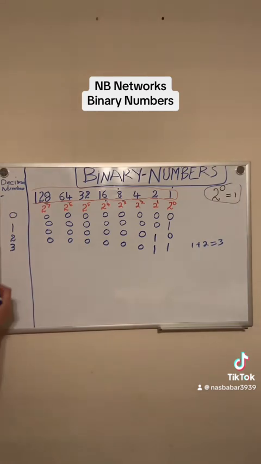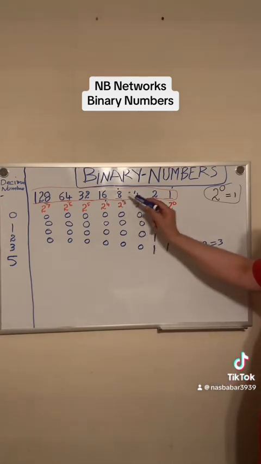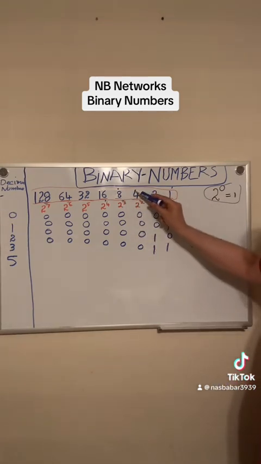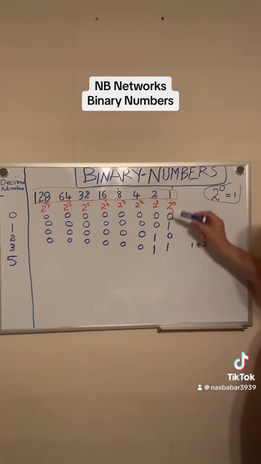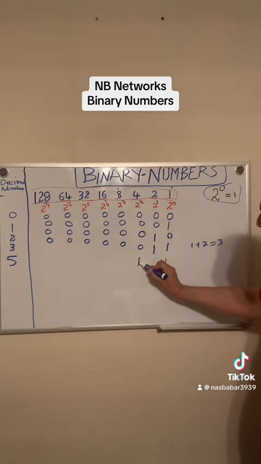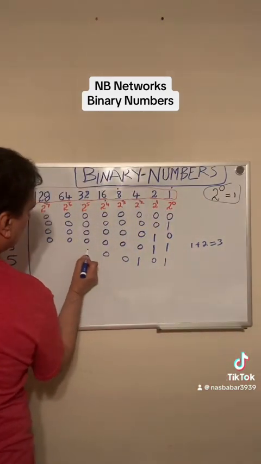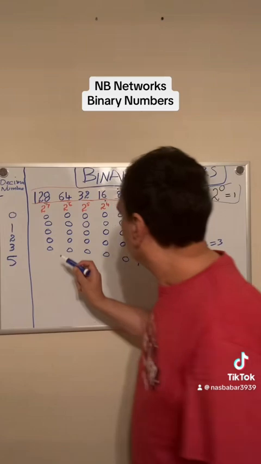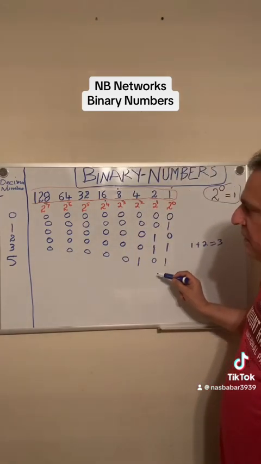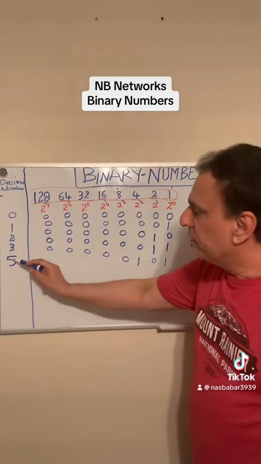Let me jump on to number 5. Okay. So now I look it up, and on the top I say, okay, I'm looking at my baseline, my reference line. 4 plus 1 is going to give me 5. So this has to be on, and this has to be on. Everything else is going to be 0. So this right here, 0, 0, 0, 0, 0, 1, 0, 1 is my binary number, which is equivalent to number 5.